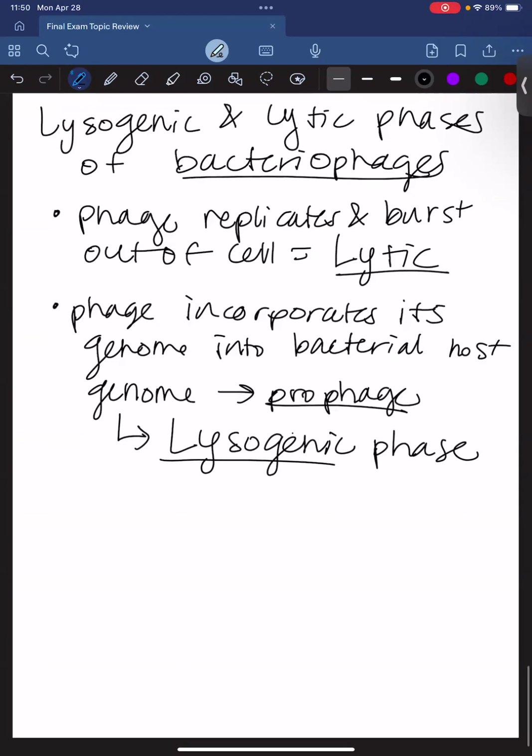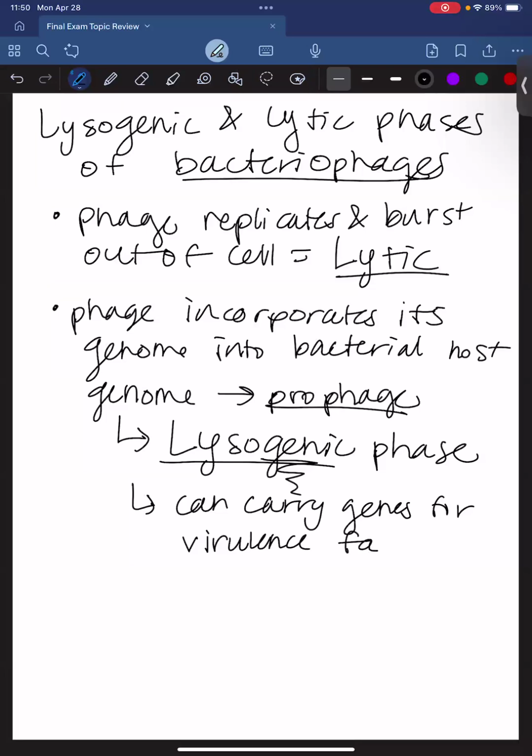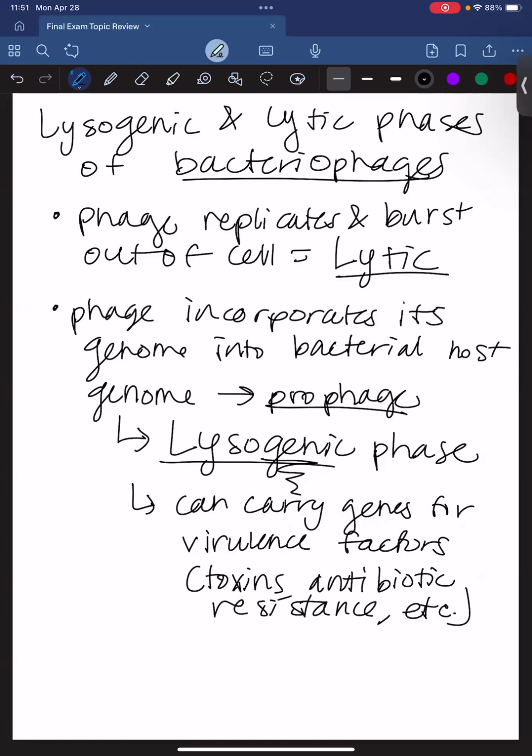And so lysogenic, I remember this because of the genes, because we're incorporating in the genes. And sometimes when you have the prophage, you can carry other genes or survival traits, which we call virulence factors. This could be toxins, could be antibiotic resistance, whatever, anything that helps the bacteria cause disease in the host. And this process is called lysogenic conversion.